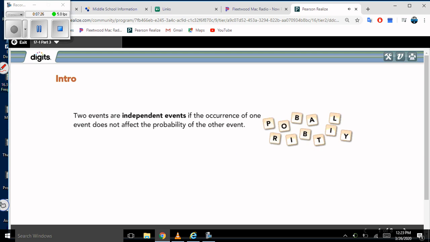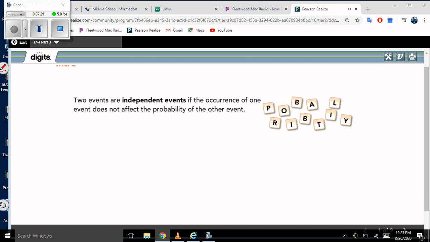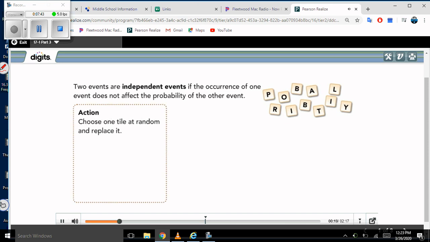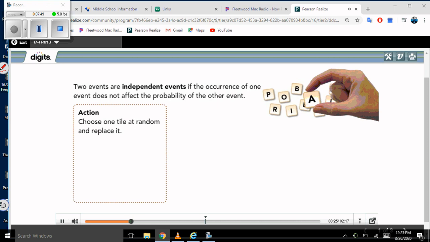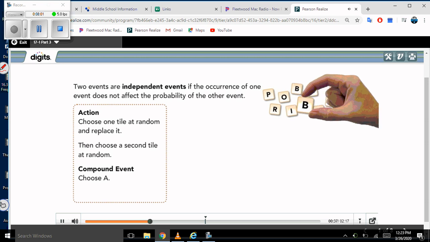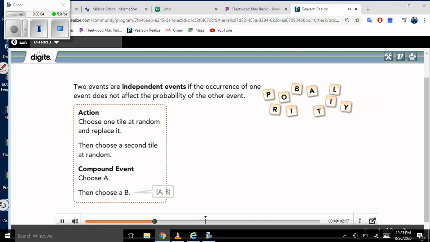When you work with a compound event, consider whether the events that make up the compound event affect each other. 2 events are independent events if the occurrence of one event does not affect the probability of the other event. The first action is choose one tile at random and replace it. The first part of the compound event is choose A. The second action is then choose a second tile at random. The second part of the compound event is then choose a B. So the compound event is AB.